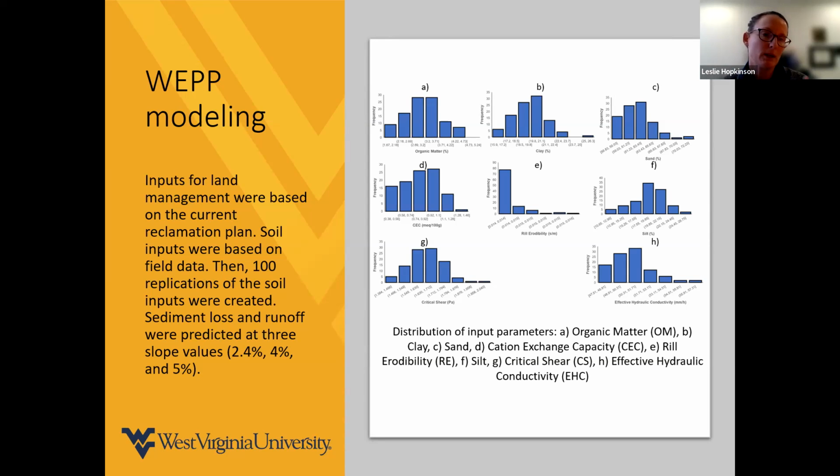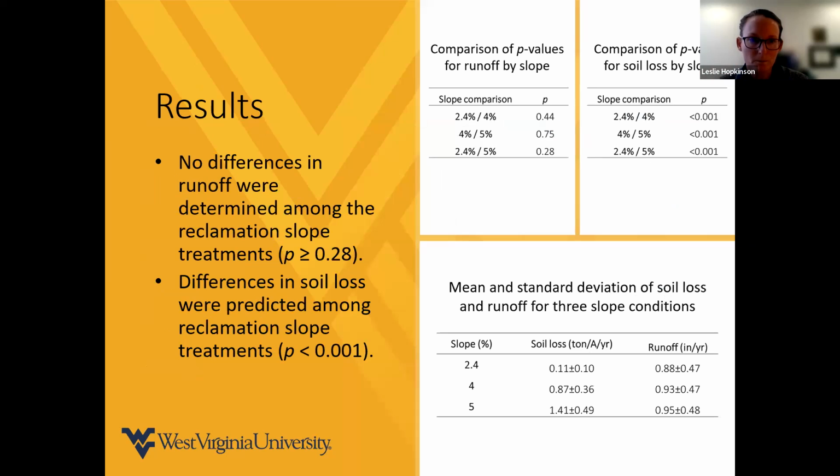And then we also analyzed variations in slope, the 2.4% design slope. Typically, for these reclaimed areas by regulation, the slopes are kept at 4% or less. So we also modeled that upper end of 4%, and we also looked outside of the range at 5% to see if we found statistical differences. In our results with these 100 simulations, we found no differences in runoff among the reclamation slope treatments, but we did find differences in soil loss among the slopes. We had differences in soil loss for every slope, with soil loss increasing with increasing slope.